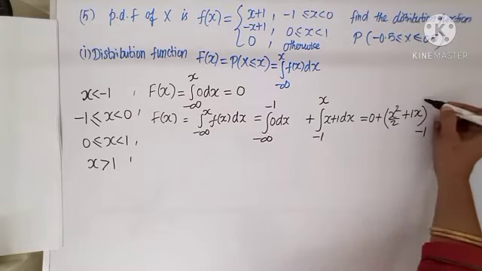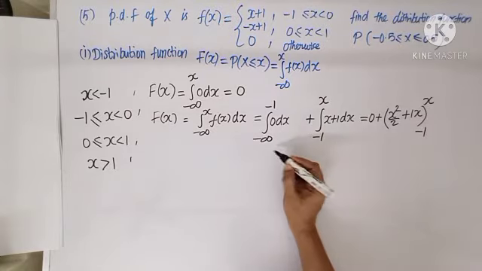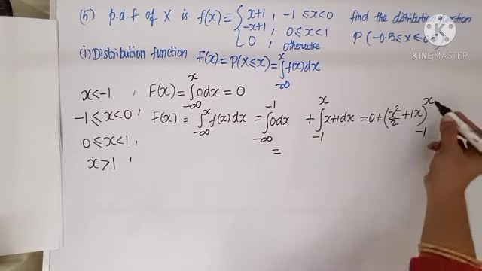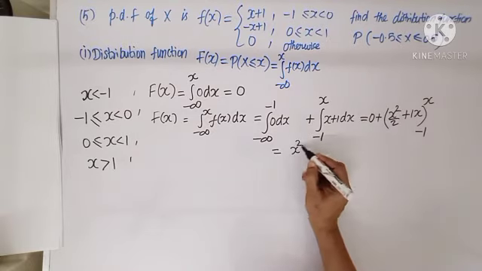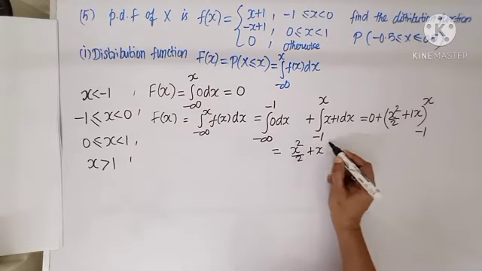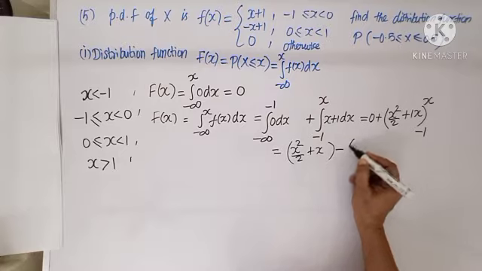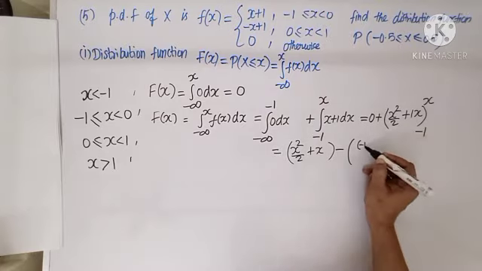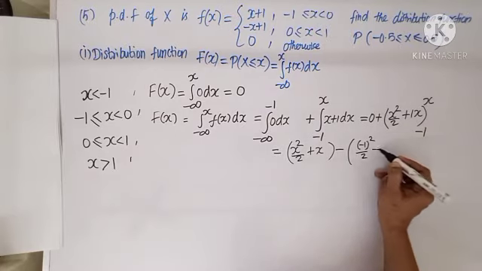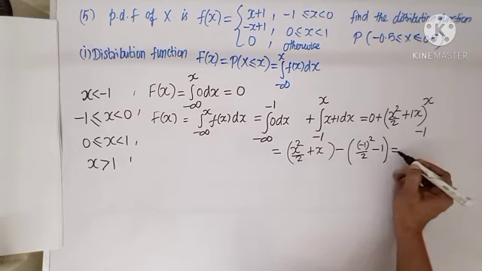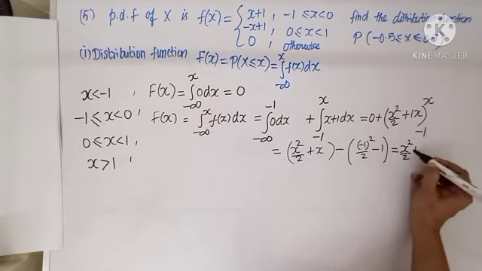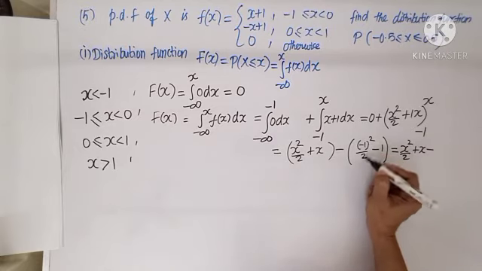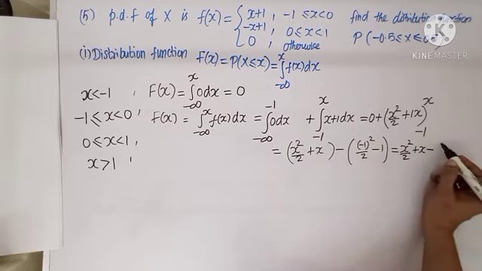Between the limits minus 1 to x. Let me simplify. As I put x, it is x only. The lower limit, put minus 1: minus 1 square by 2 minus 1, or x square by 2 plus x, minus 1 by 2, the symbol is minus.